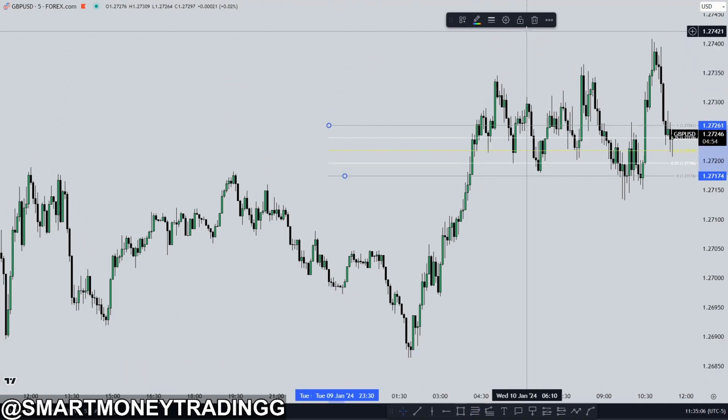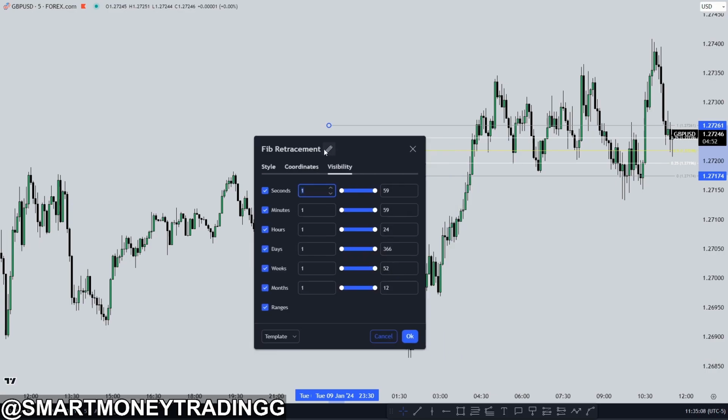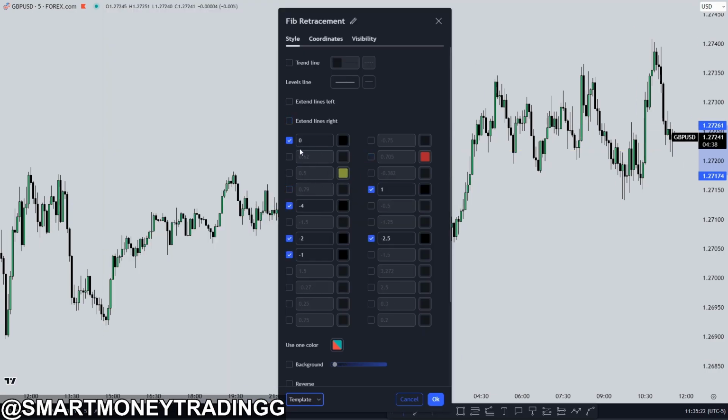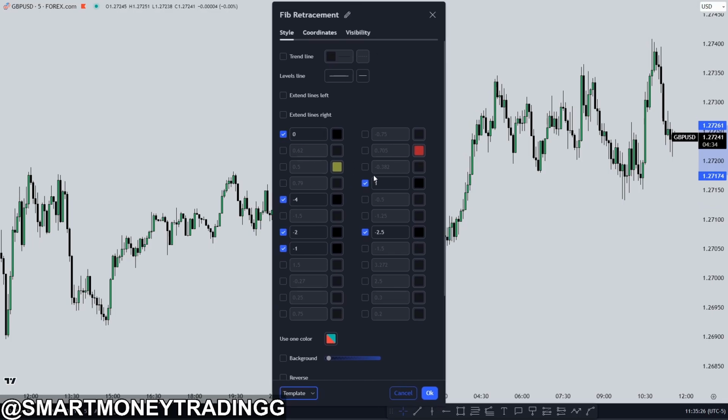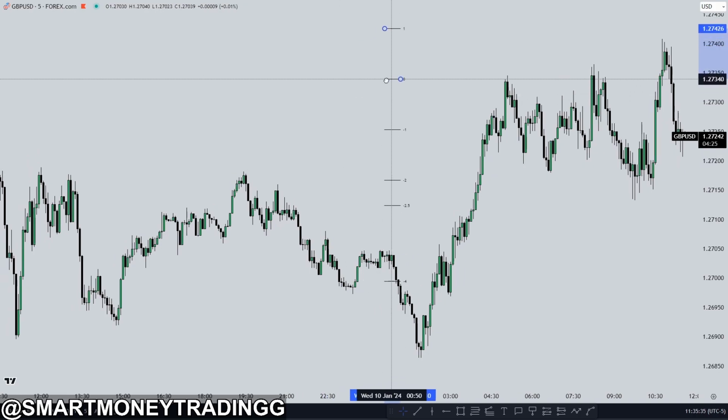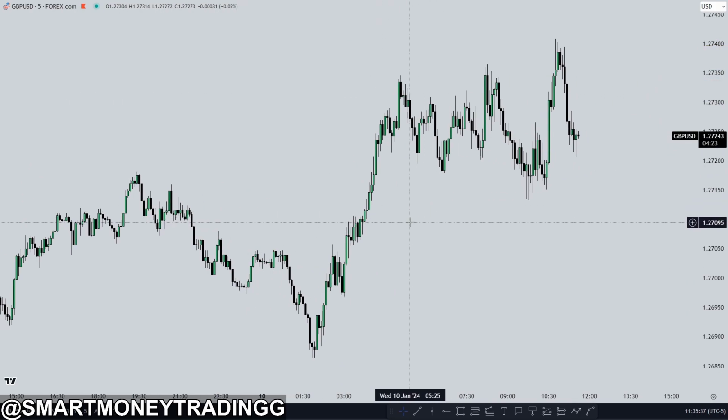So first, you want to use a Fibonacci first and foremost. I believe the Fibonacci is a very powerful tool if you know how to use it correctly. This is going to be the standard deviation areas. You can copy the settings. So we're going to use the 0, 1, and then we're going to use the 2, -1, -2.5, and -4. So this is how it's going to look for the standard deviations. And I'm going to show you guys how to use standard deviation.